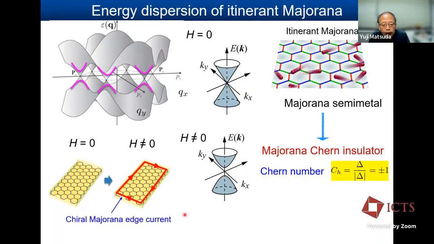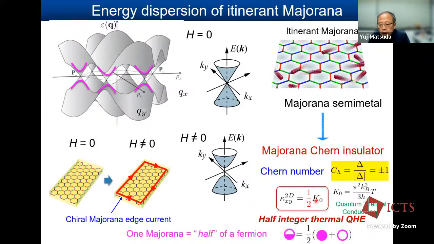In this case, chiral Majorana current flows at the edge of the crystal. And the thermal Hall conductivity is quantized in units of the quantum thermal conductance. What is important is that this value is half of K0. This is because the degree of freedom of one Majorana can be seen as half of a fermion. Then if you observe this half-integer thermal Hall effect, this is direct evidence for the Kitaev quantum spin liquid.